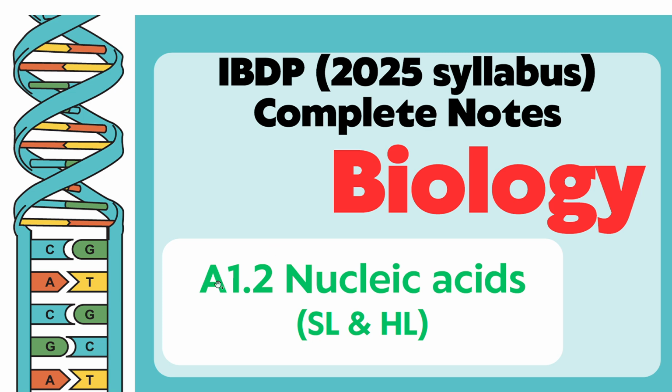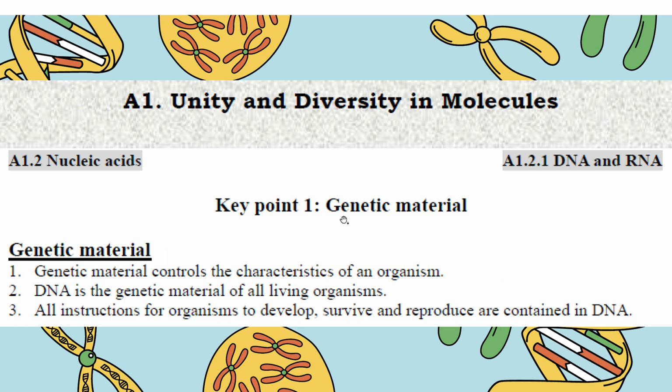Today we talk about A1.2 nucleic acid, SL and HL again. The HL is at the later part. First of all, we are still in A1, unity and diversity in molecules. First of all, we talk about genetic materials.